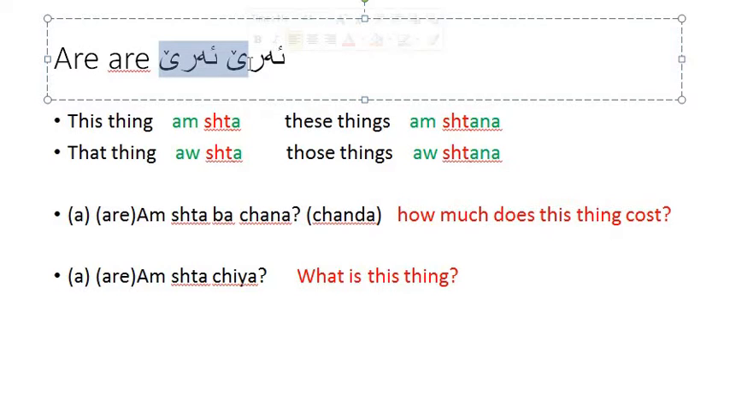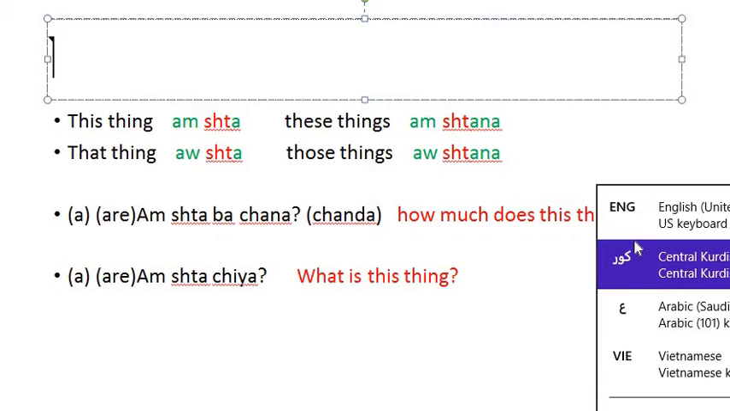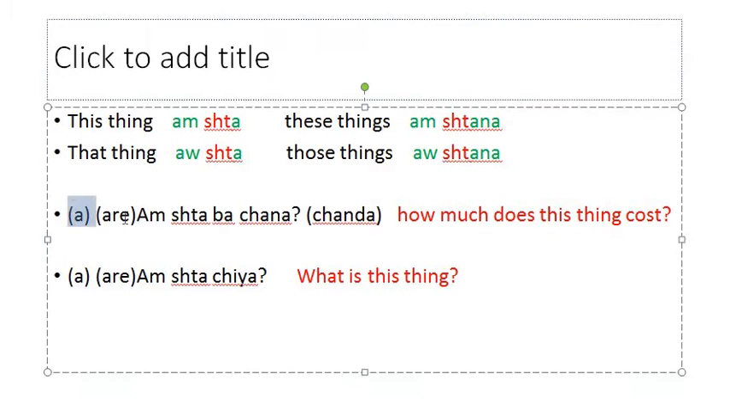Are means positive, and it also means nothing, like just to open a discussion. Just like I say are amshta bachanda, instead of a amshta bachanda. I also can use both together, but first are, then a: are a amshta bachanda. Just to sound more like a native, if you like to use it. If not, you still sound like a native if you say amshta bachana.